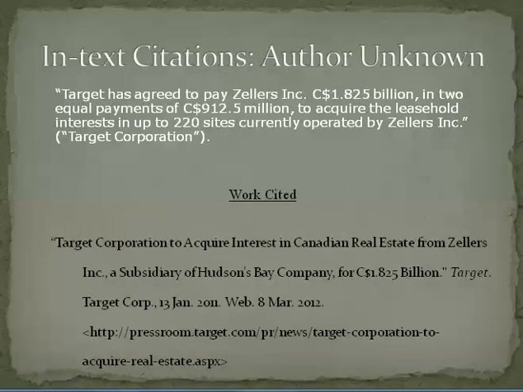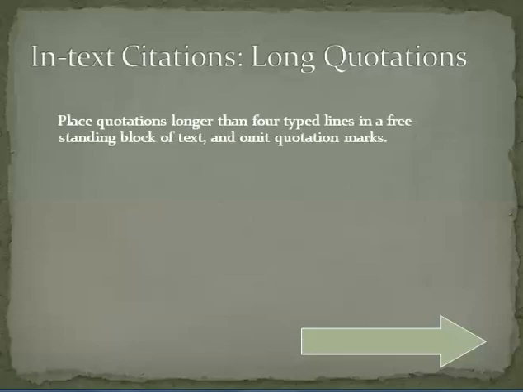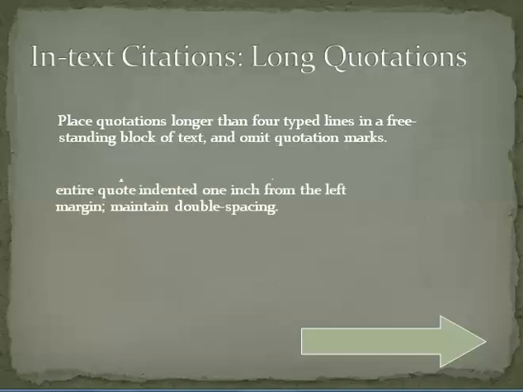Finally, let's look at how we format and create an in-text citation for a long quote. For quotations longer than 4 lines, place the quote in a freestanding block of text and omit quotation marks. Start the quotation on a new line and indent the entire quote 1 inch from the left margin. Be sure to maintain double spacing.